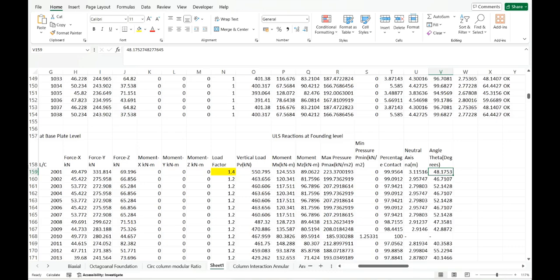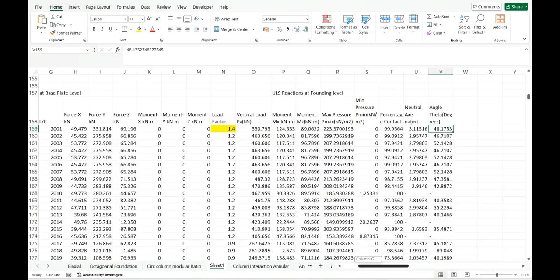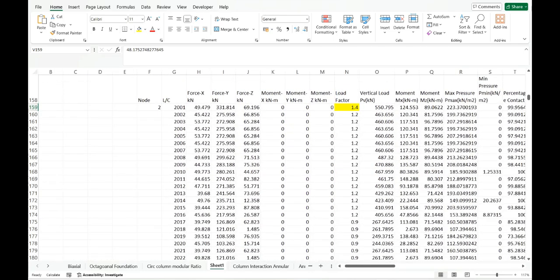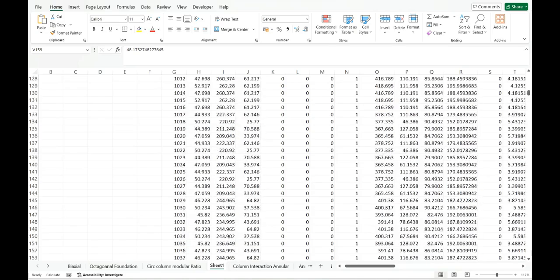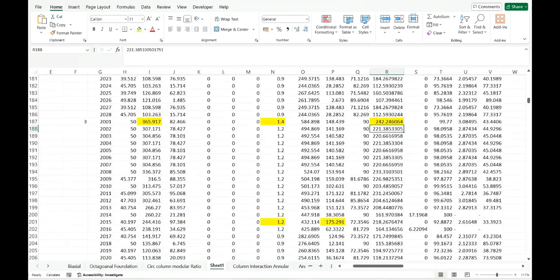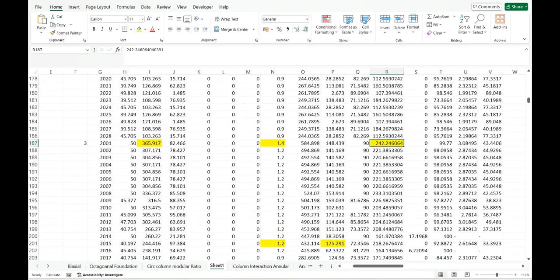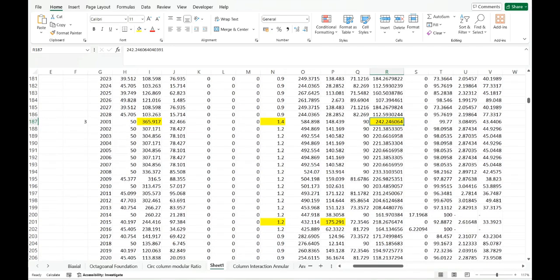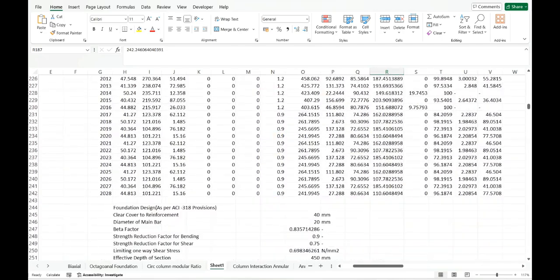So we have now generated the maximum pressures. As we can see, the maximum bearing pressure here is 242.24. We are using that pressure to do further calculation. Let's try to understand what those calculations are for the foundation design.